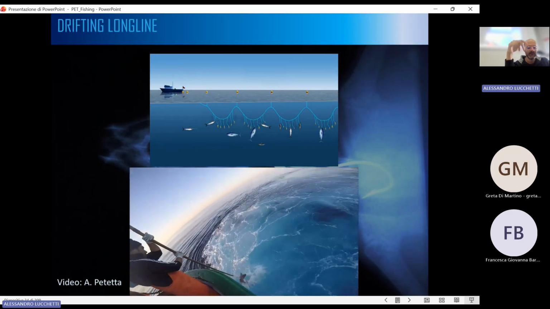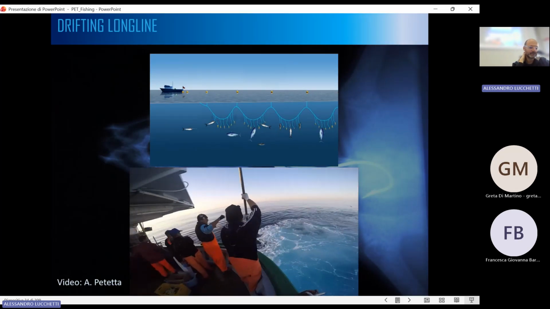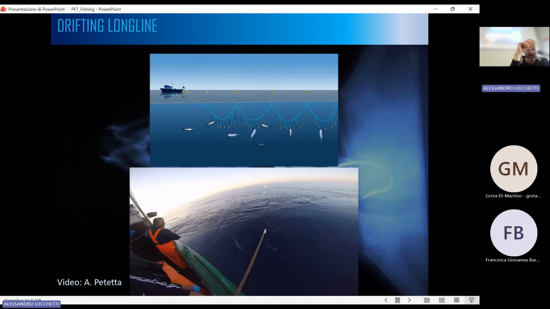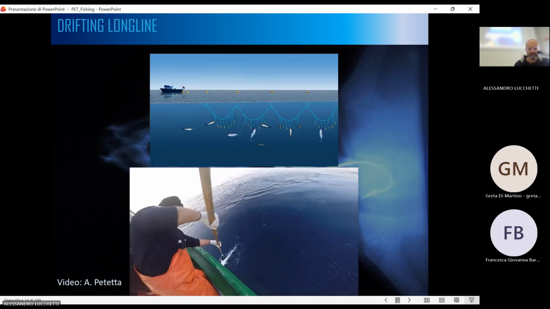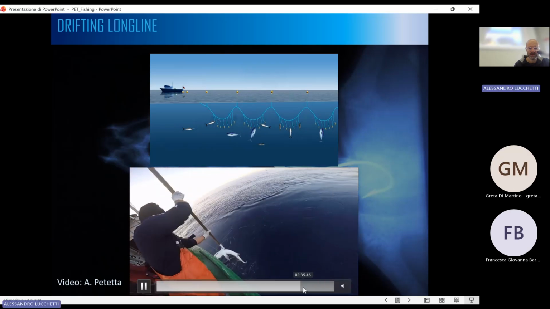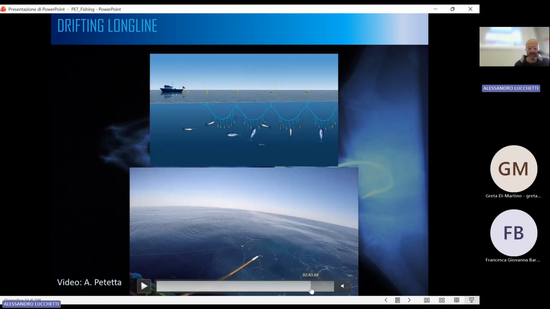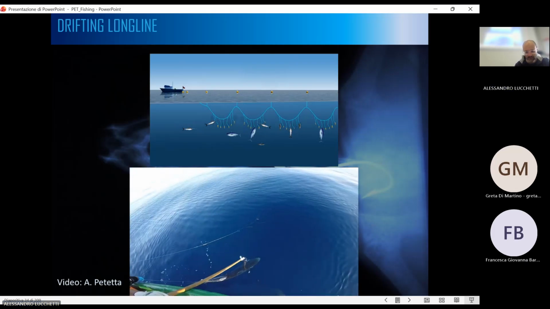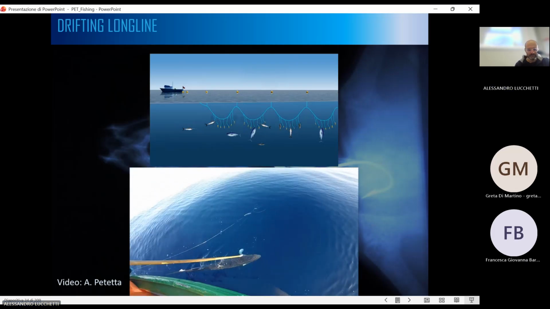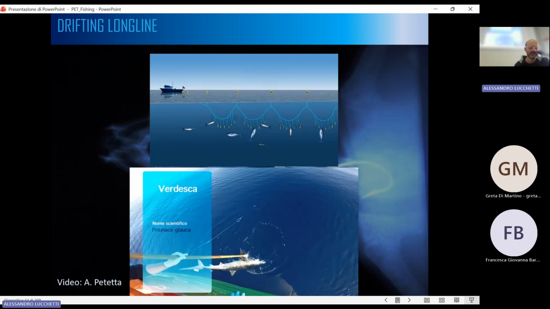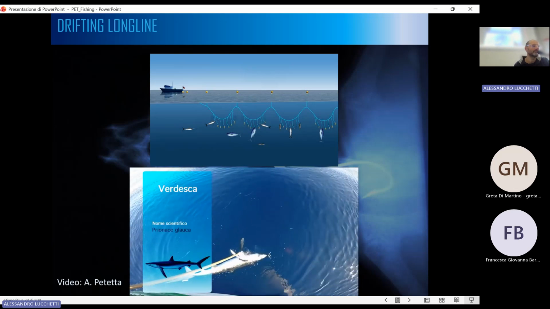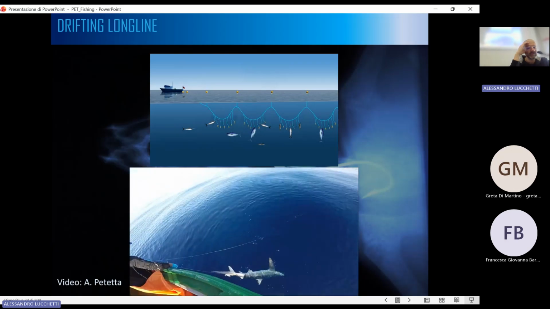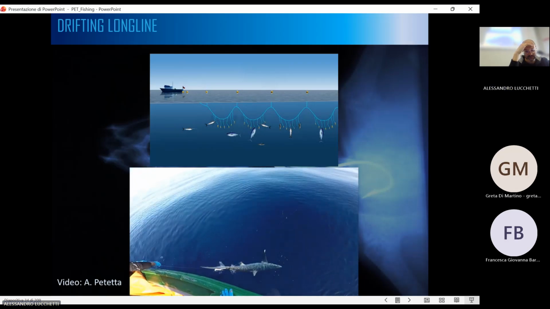And also, as you saw here, there are the bycatch species. This is the bycatch, okay? Pelagic stingrays and other species, like this one. This is a pelagic stingray for sure. And that's a shame because close to 100% of these species are dead.